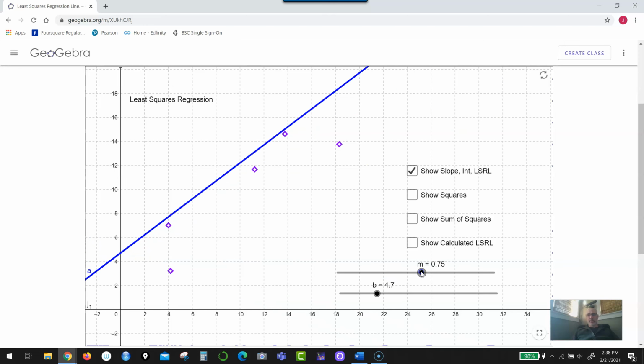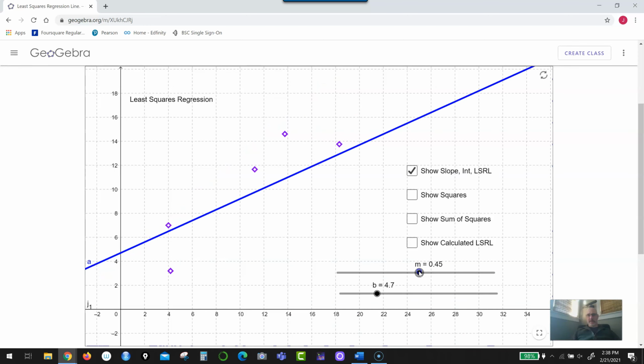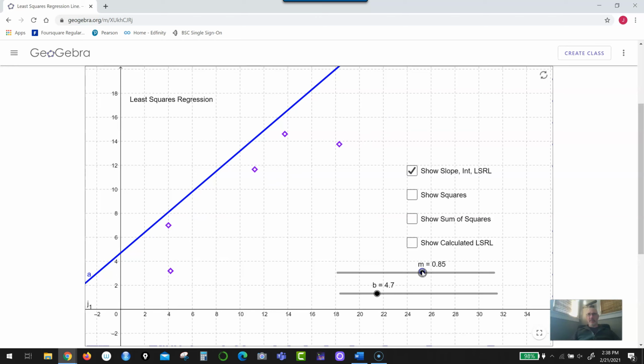So with a regression line, remember that the sign of the slope is the same as the association between the two variables. So a positive slope would mean a positive association between the variables. A negative slope would mean a negative association between the variables.